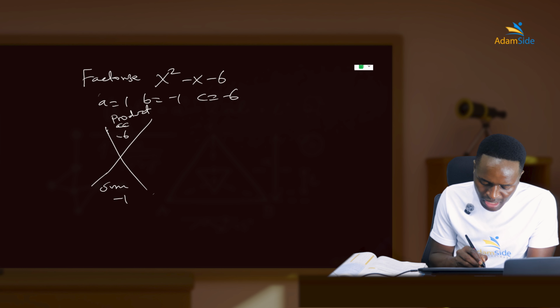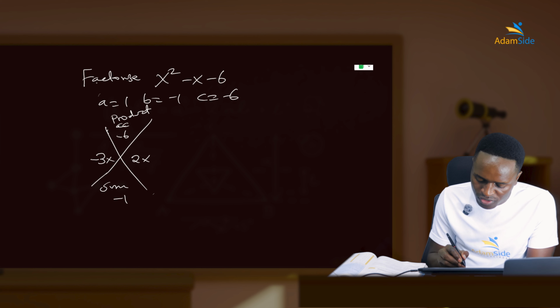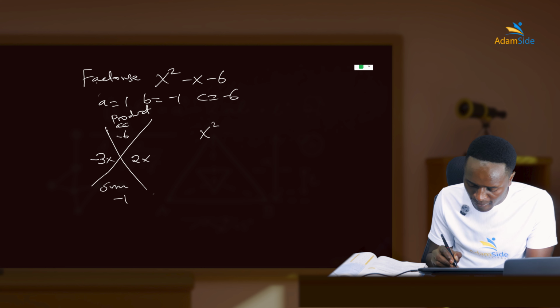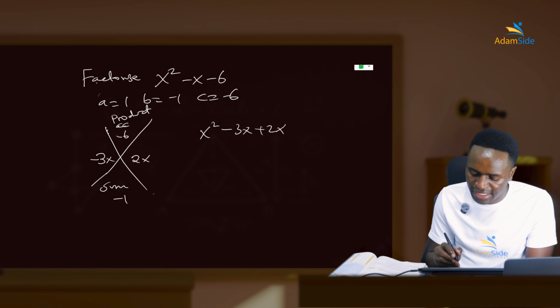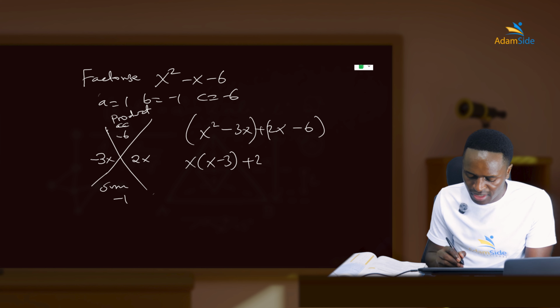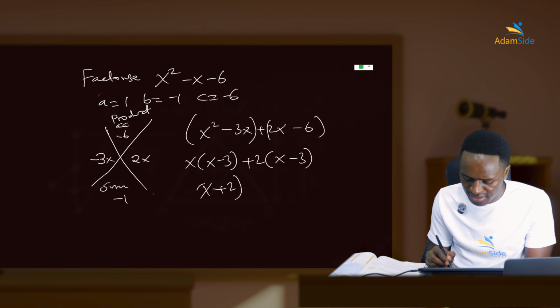Obviously, it will be negative 3 and positive 2. And both of them are written in terms of x. So we have x squared minus 3x plus 2x minus 6. Then introduce brackets. Look for common factors: x into x minus 3, plus 2 into x minus 3. Then we say x plus 2, x minus 3.